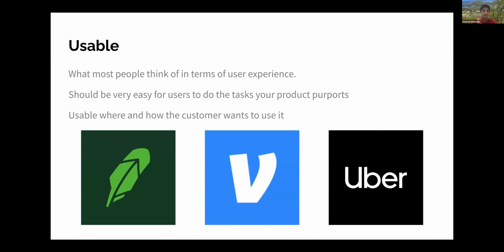The next facet is that it should be usable. So useful means that people want to use your thing. Usable means that people can use your thing.